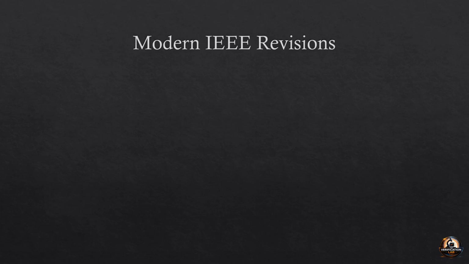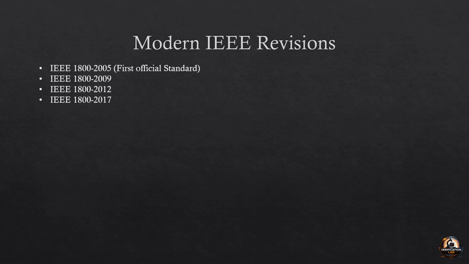Now let us go through the modern IEEE revisions. SystemVerilog has continuously improved over the years. It started with its first official standard in the year 2005 and slowly moved on, and the last was approved in 2023 and released in the year 2024. Each version adds improvements as well as refinements.